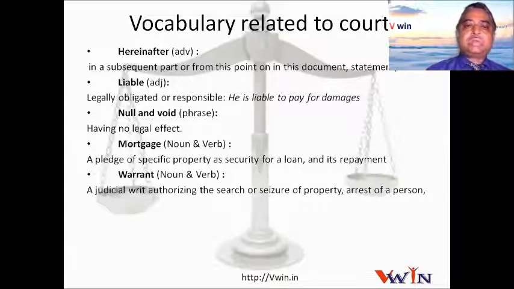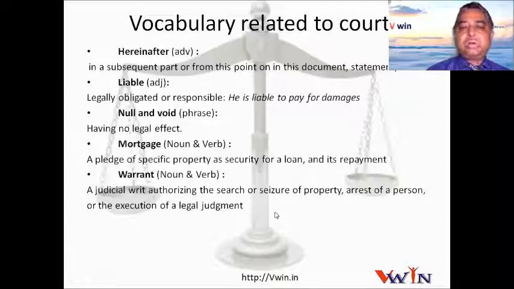Warrant. Warrant is used as noun and verb both. So basically, warrant is a judicial writ. Writ we have already seen, a written order from the court. A judicial writ authorizing the search or seizure of property, arrest of a person, or the execution of a legal judgment. For example, the warrants were issued against Neerav Modi and Choksi.